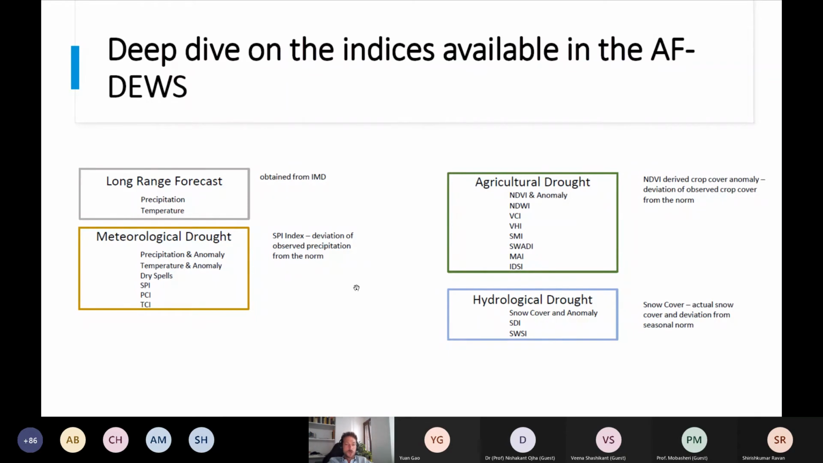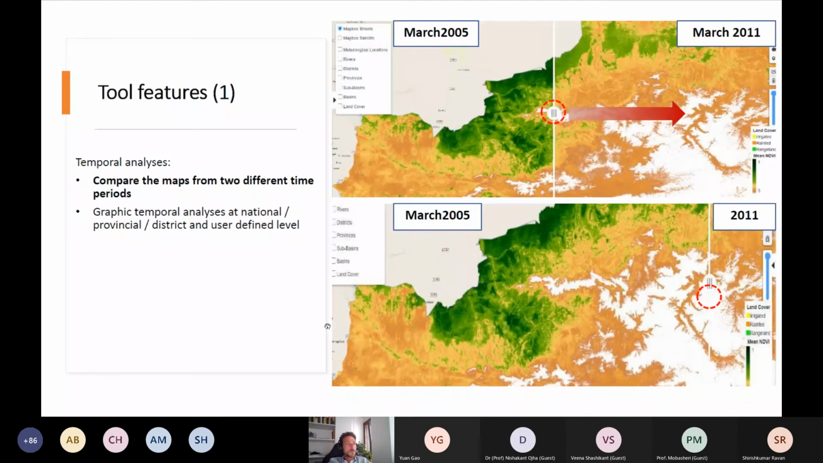In addition to this, we have also the long-range forecast from IMD, which provides perspectives, of course, of what will happen in the next few weeks. Next slide, please. And here we see a few images of how the tool works. It's very handy, it's very simple to operate, and users can derive in a matter of minutes what would have been until a few years ago very time consuming and very complicated, requiring quite a lot of capacities from the user.